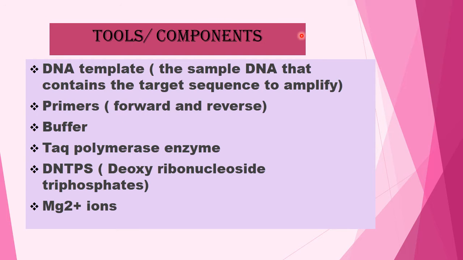Tools or components for PCR: DNA template, the sample DNA that contains the target sequence to be amplified; primers for forward and reverse reaction; buffer to maintain the standard pH and ionic strength; Taq polymerase enzyme, which is a thermostable enzyme; dNTPs, deoxyribonucleoside triphosphates; and magnesium divalent ions. All these are the components essential to carry out the PCR technique.